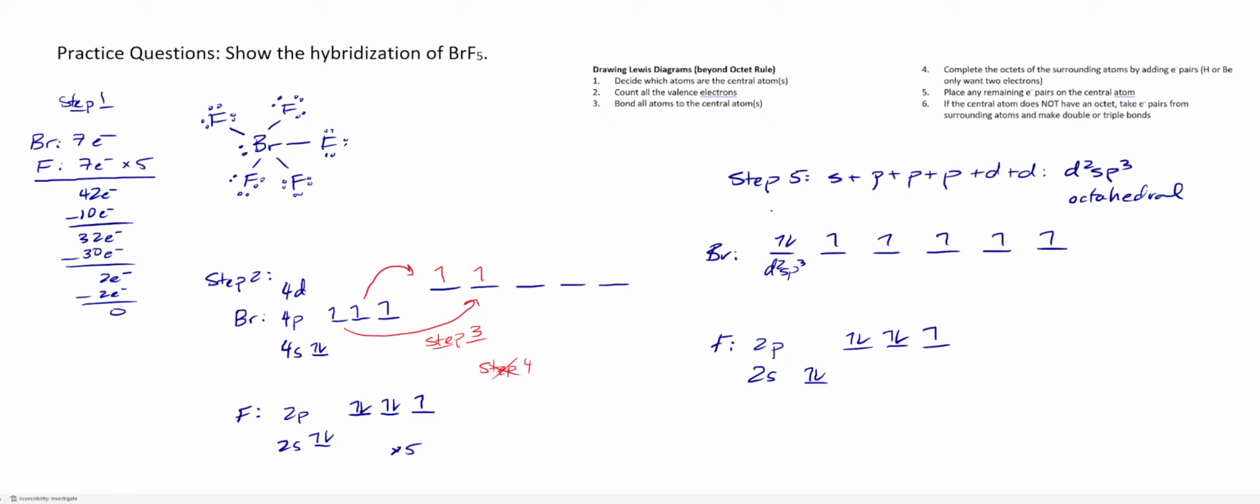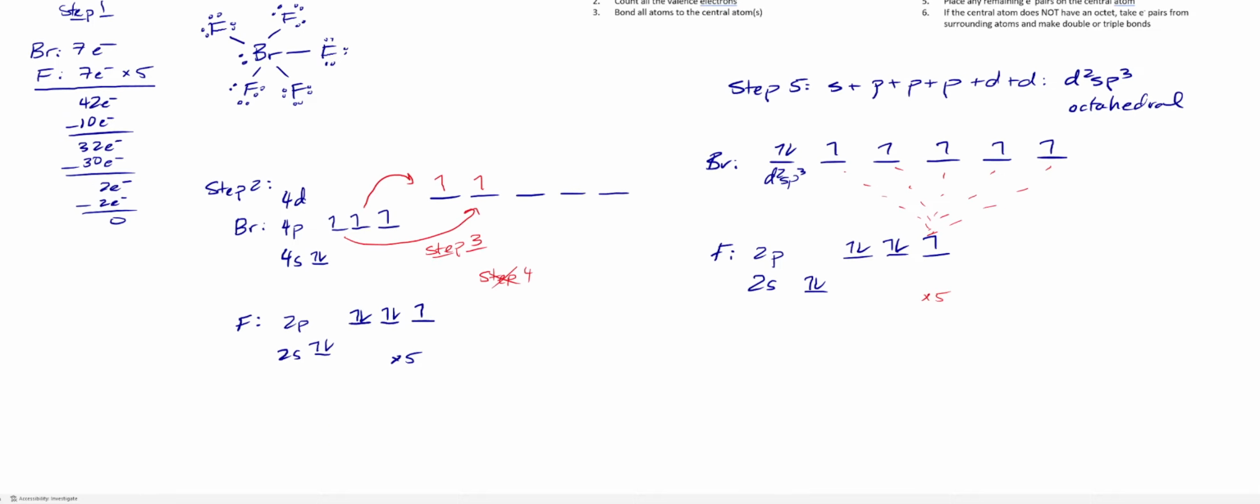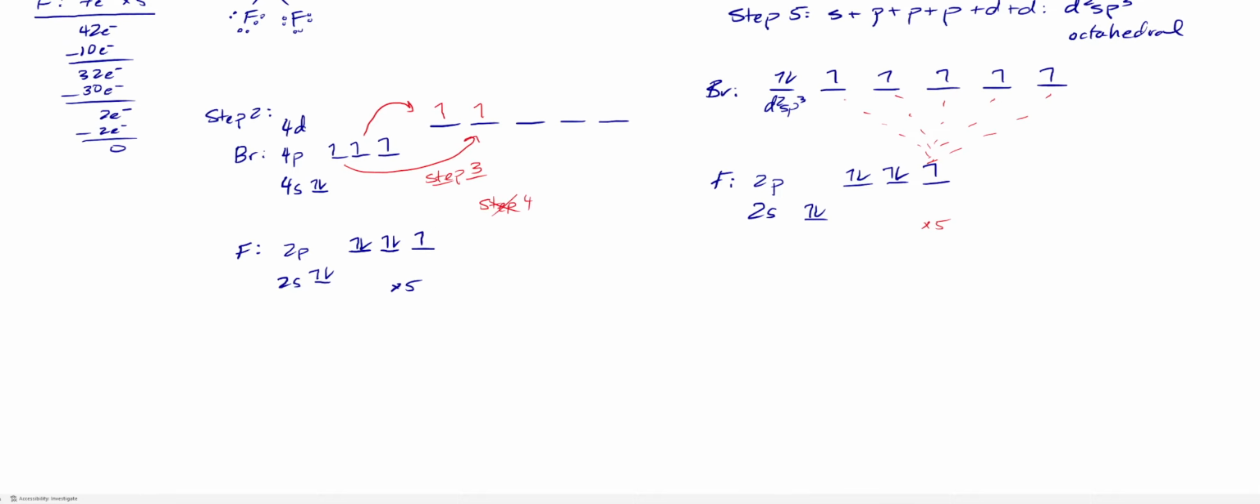Okay, and we can see where the overlap is going to happen. And remember, let's just recall that there's 5 of these, right? So the 2p orbital is going to overlap with a d2sp3, a p orbital is going to overlap with another d2sp3, so on and so forth. There's going to be 5 overlaps right there. Okay, so how do I draw octahedral? So again, I'm going to put bromine in the middle. And octahedral, recall that it has a square plane.